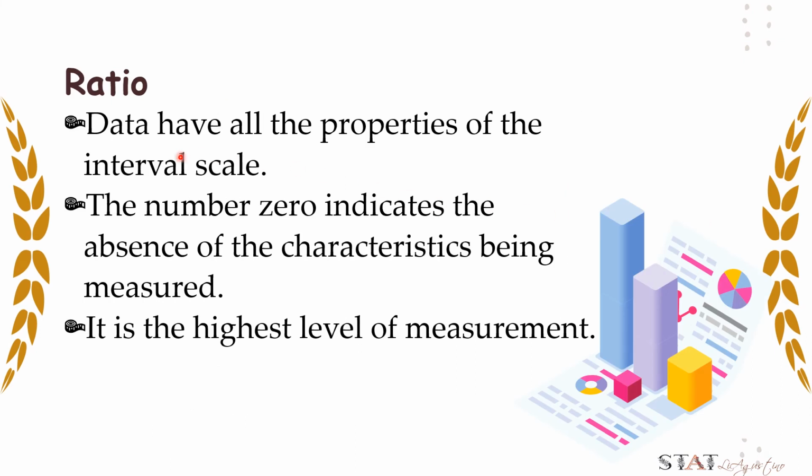And then we have the ratio. Data have all the properties of the interval scale, and the number 0 indicates the absence of the characteristic being measured. For example, if I say I have 0 allowance today, the 0 has a real meaning: I have no money at all. So that is the ratio level of measurement, and it is the highest level of measurement.